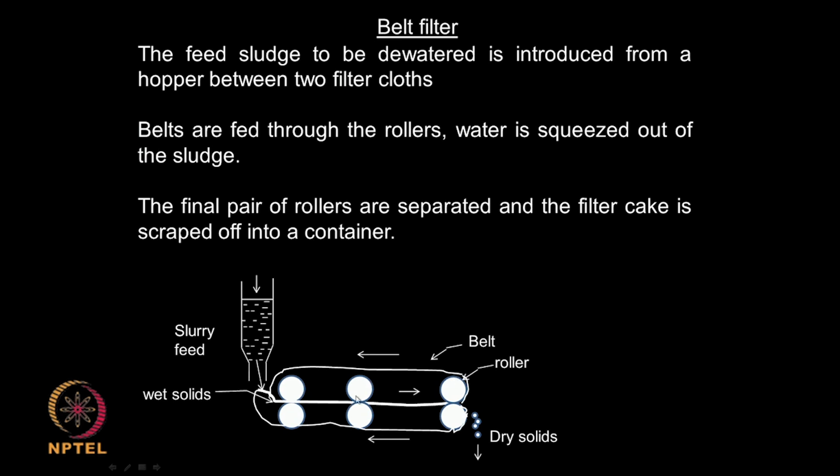So, the water is squeezed out as they go through these rollers. Actually there are two different belts and the solid is between these two belts, and because of these rollers the water gets squeezed out, and then at the end of it the dry solids fall off. Initially it is entering as a wet solid and it gets squeezed between two belts. So, water gets removed and finally it falls out as dry, and again the belt rolls.